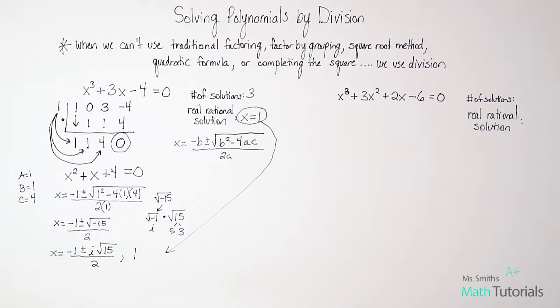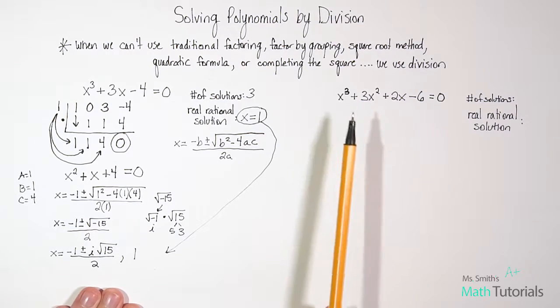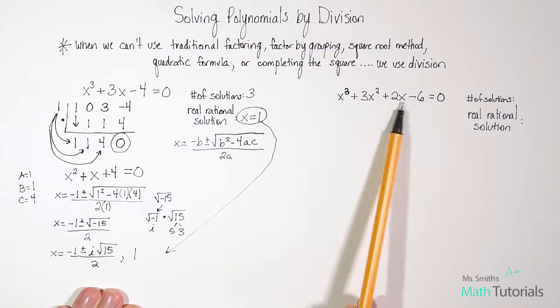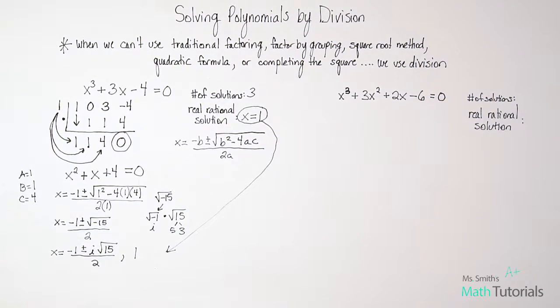Okay, let's do a second example. In this one, we have a cubic and it is a 4-term polynomial. Traditionally, you'd want to try factor by grouping. If you try factor by grouping, you're not going to end up with twins like we would need to. At that point, it would not work. So we would want to then move to solving this polynomial by division.